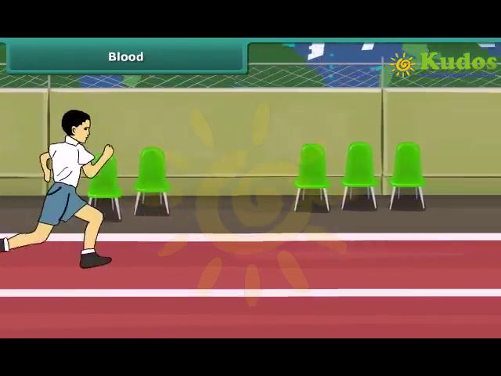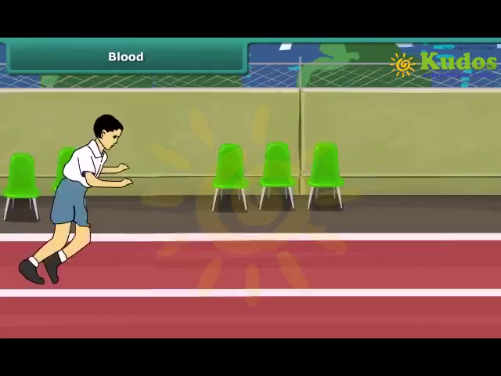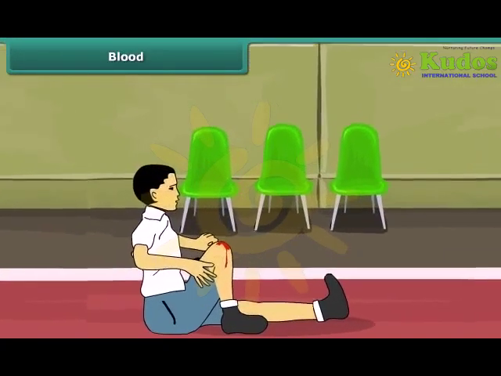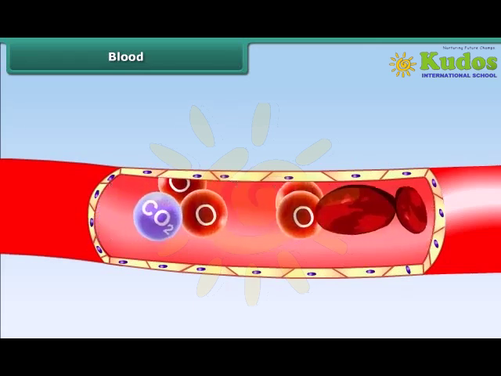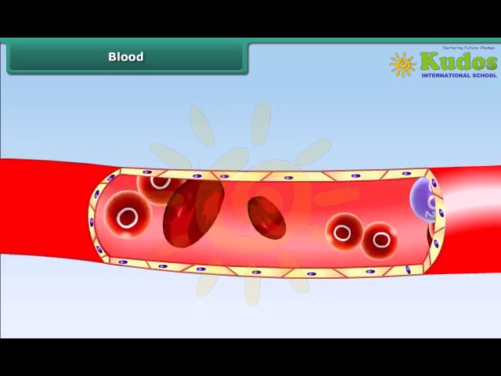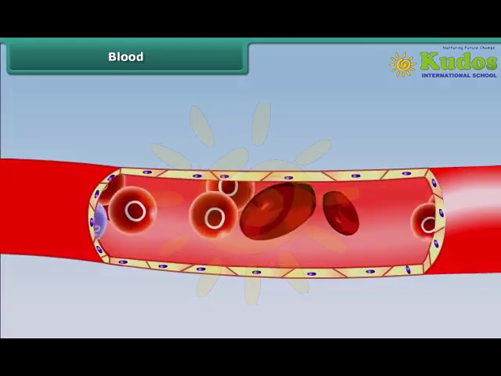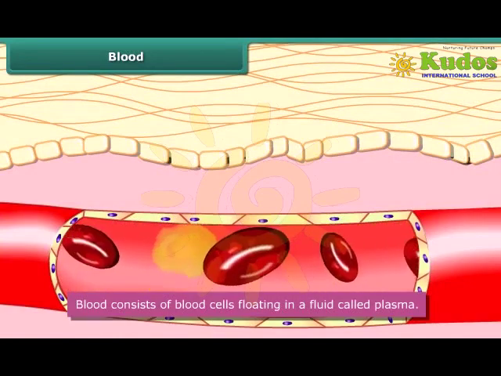Rahul participates in 100 meters race at his school. While running, he falls down and hurts himself. Blood oozes out of the wound for a while and then clots. His curiosity is aroused. He wants to know how it happened. Blood is a fluid that is essential for our survival. It carries oxygen and nutrients to body parts. It also carries waste away from body parts for removal.